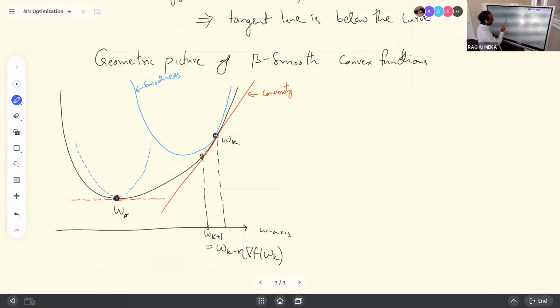Okay, so this is my Wk plus 1. Now for Wk plus 1, we want to say the distance decreases. So one important way of saying that is that somehow your gradient should point towards W0.